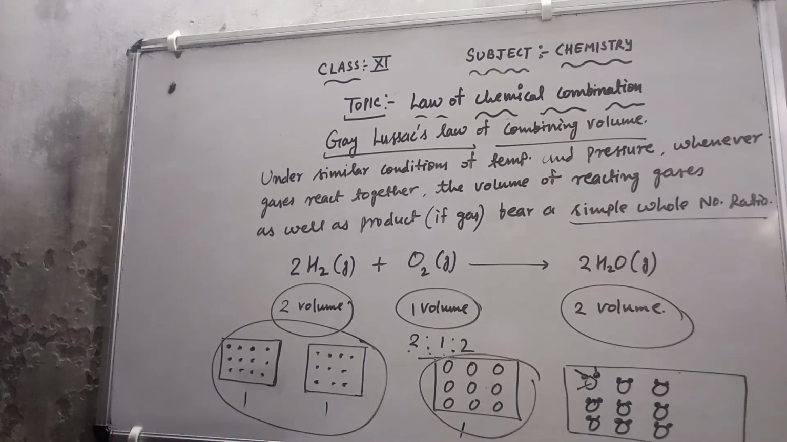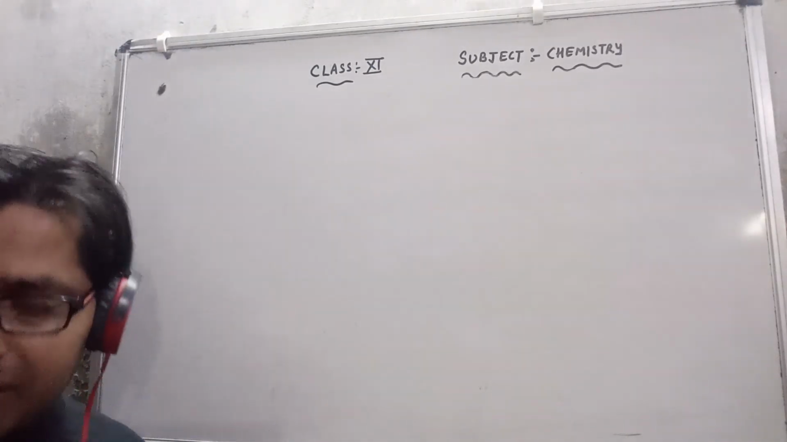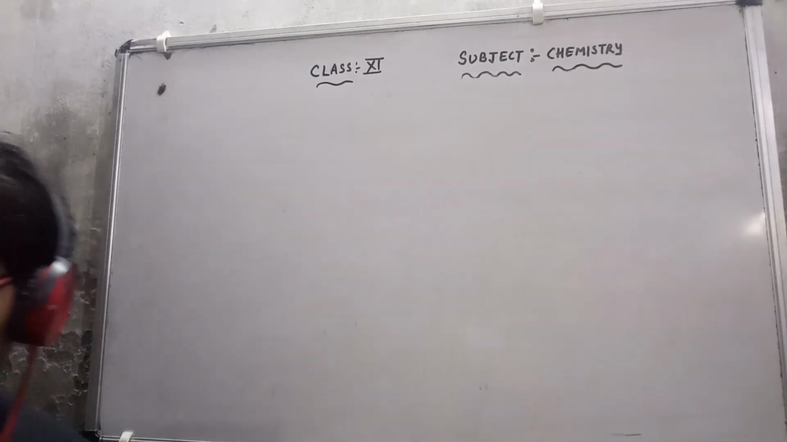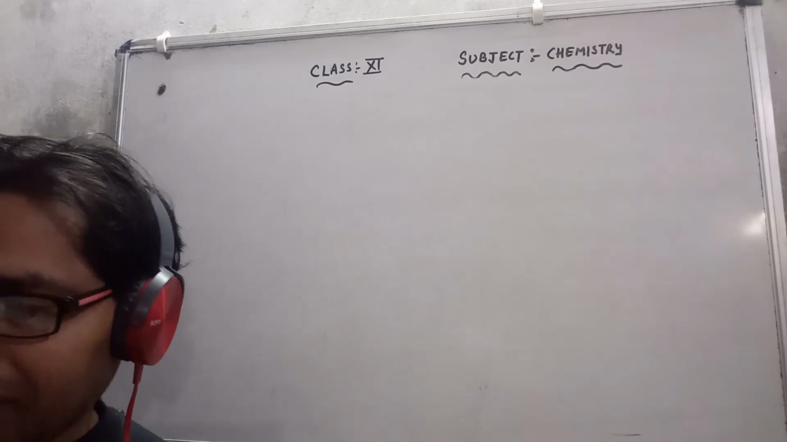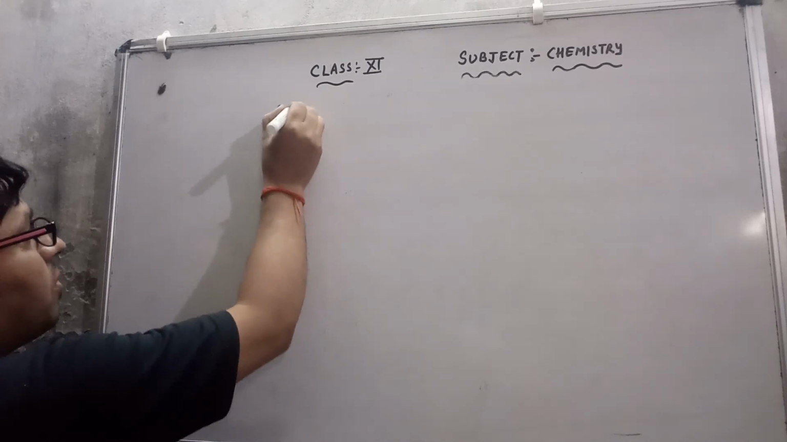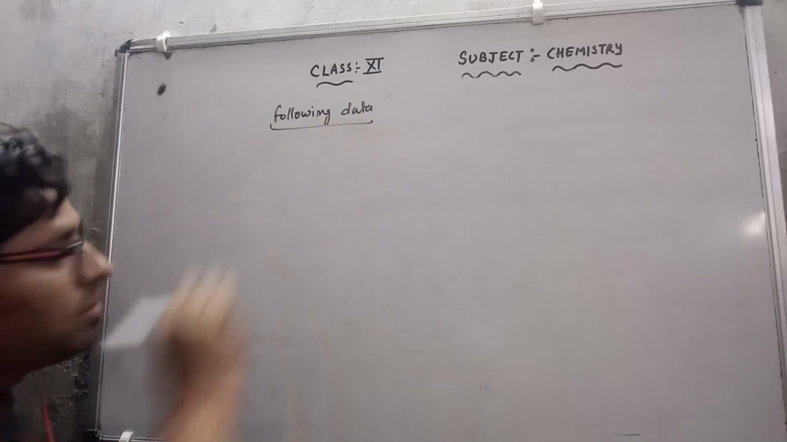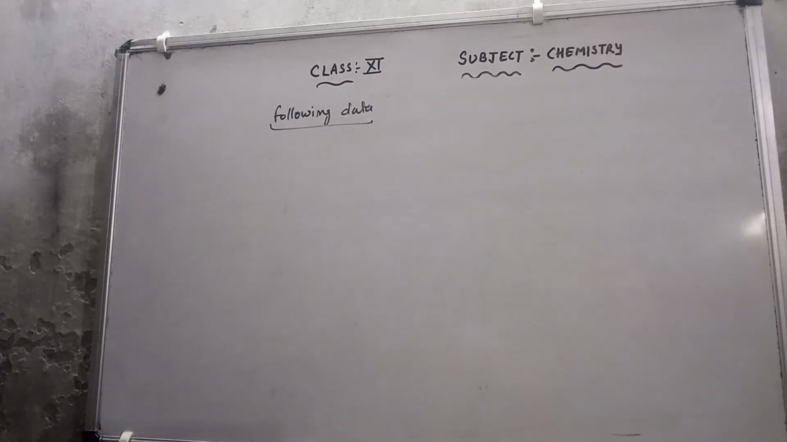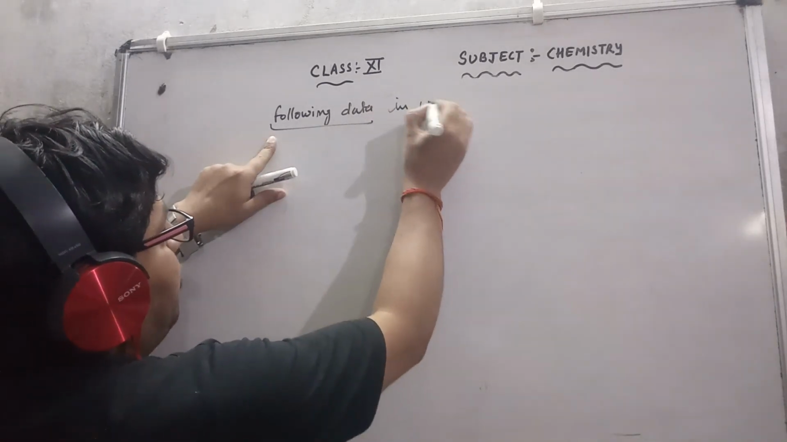Good morning students. Today in this video I will discuss with you some numericals which are related to the laws of chemical combination. So the first numerical that I am discussing with you, let me give you the following data. According to this data, the mass of dinitrogen, the data we have obtained when dinitrogen and dioxygen react with each other.